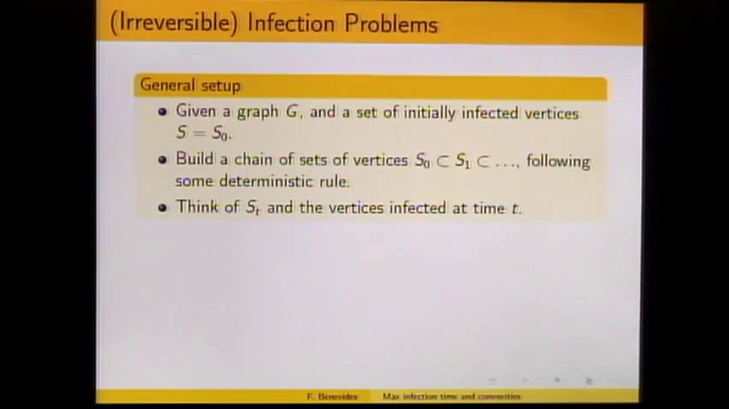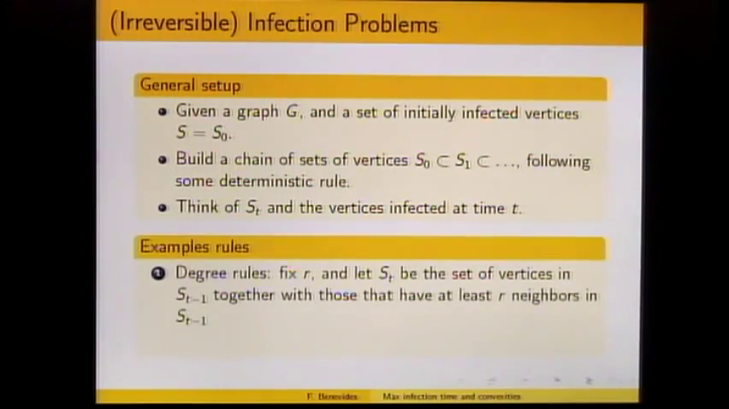But in any case, I have this family, some chain of sets. The set S0 is the set of elements that are infected at time 0. And then at time 1, some other guys get infected, and then I have some set S1, then some set S2, and so on.